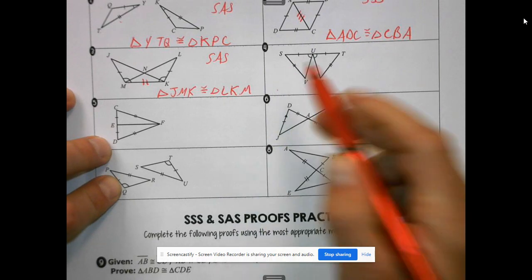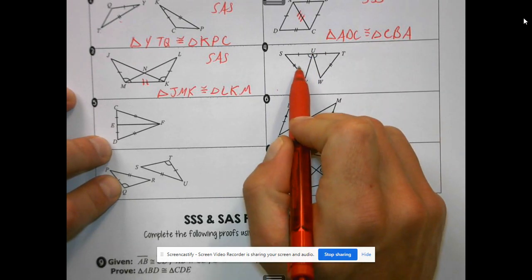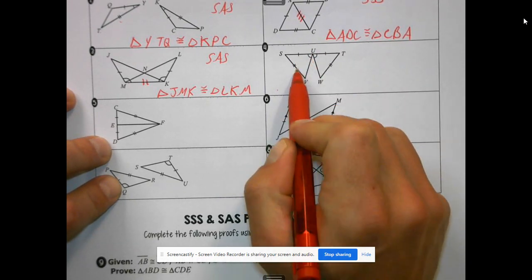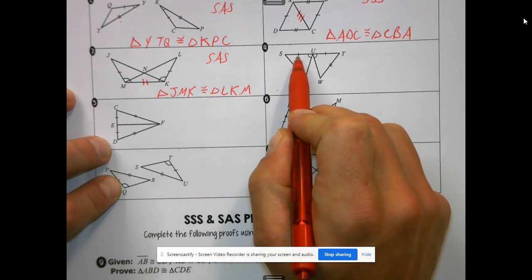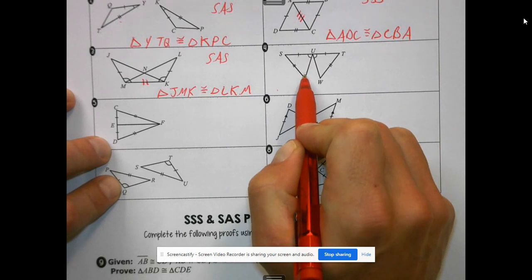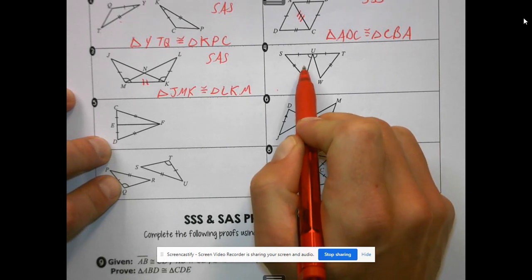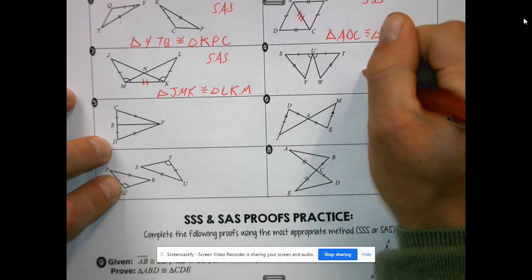Number 4, not congruent. Now, it looks like maybe side, angle, side, but remember, you cannot skip an empty angle. So you might want to go this way, side, angle, missing angle, can't go that way. So you can never skip empty angles. This does not work. This is a no.